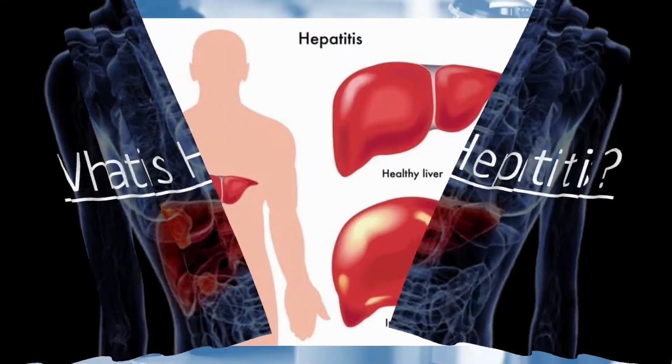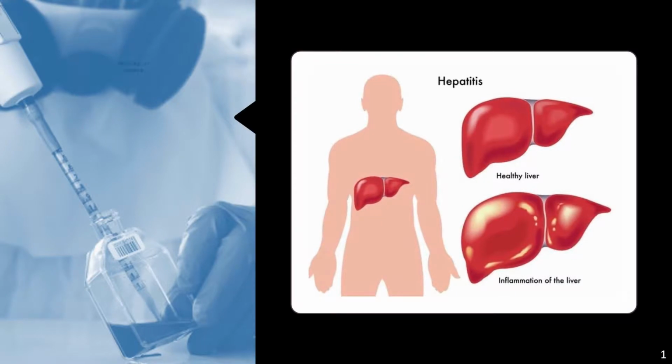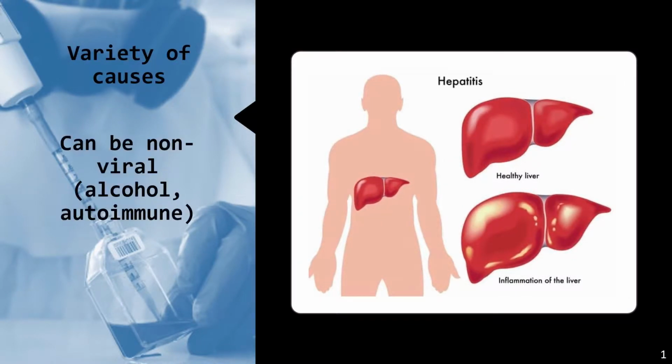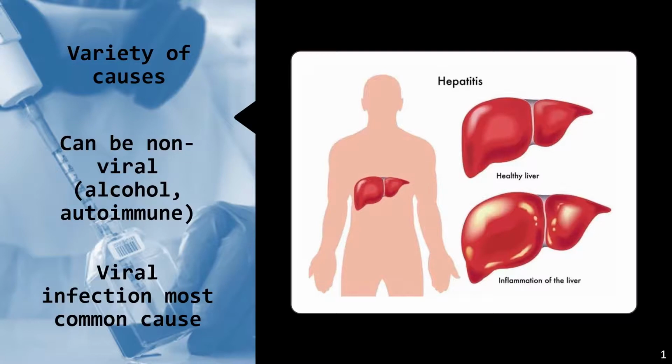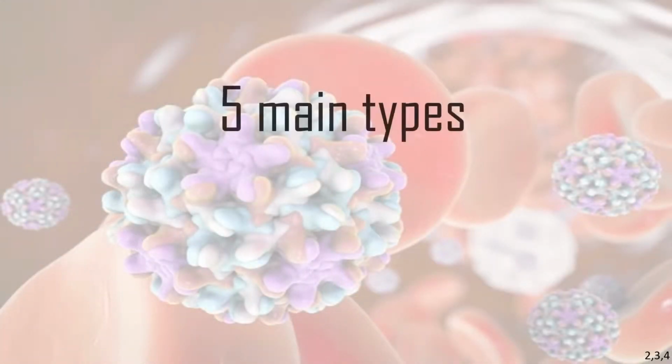Hepatitis is a term used to describe a condition in which there is inflammation of the liver. Hepatitis can arise from several causes, including chronic alcoholism and autoimmune diseases. However, the most common types of hepatitis are a result of viral infection. There are 5 main types of viral hepatitis.